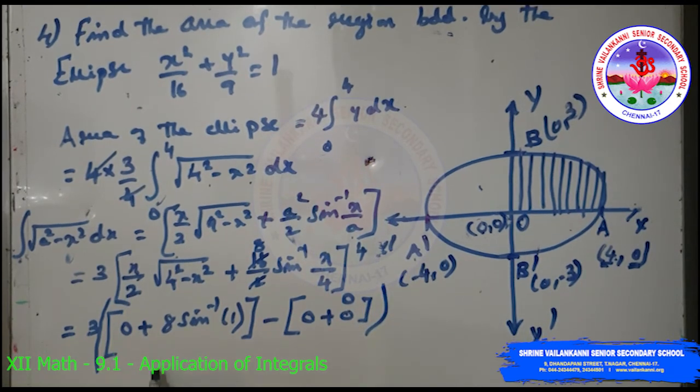So which is equal to 3 into 8 sine inverse of 1, which is sine inverse of sine pi by 2, which is pi by 2. So 8 into pi by 2, cancelling 8 and 2, we get 4, which is equal to 12 pi square units. So the area of the ellipse is 12 pi square units.